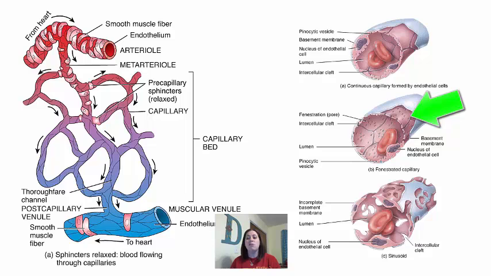You can see it does have the holes. This is going to allow fluid to come through, but that red blood cell can't get through the tissue or through the vessel. On the other hand, you can see the sinusoid has a lot larger holes, which allows cells to pass through a lot easier. So those are the three types of capillaries.